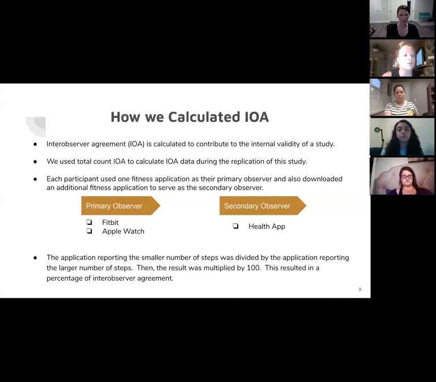Each participant used one fitness application as their primary observer and also downloaded an additional fitness application to serve as the secondary observer. Our primary observers were a Fitbit watch and an Apple Watch. Our secondary observer, due to us all having an iPhone, was the Health app. The application reporting the smaller number of steps was divided by the application reporting the larger number of steps, and then that number was multiplied by 100. This resulted in a percentage of inter-observer agreement.